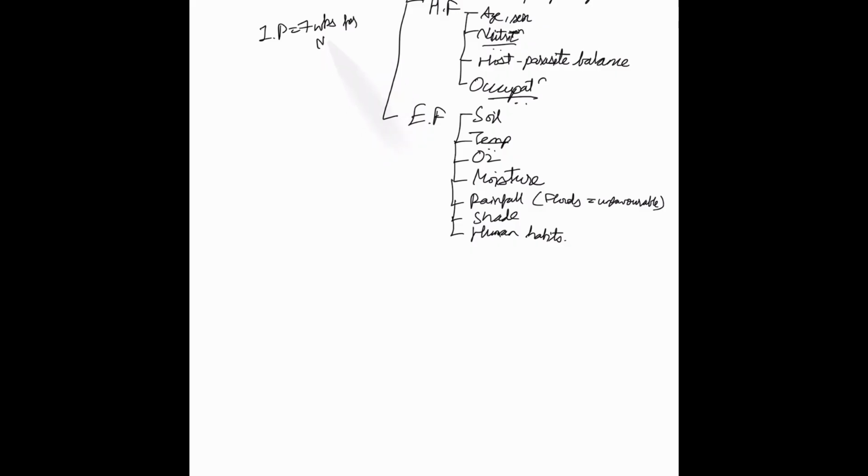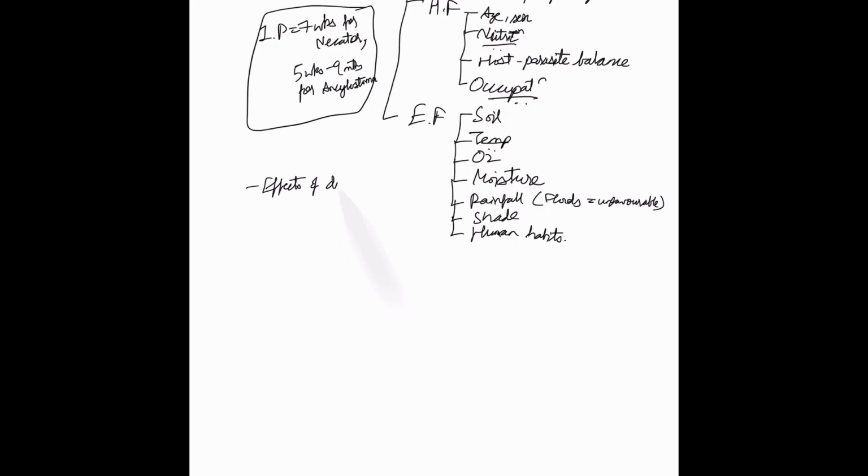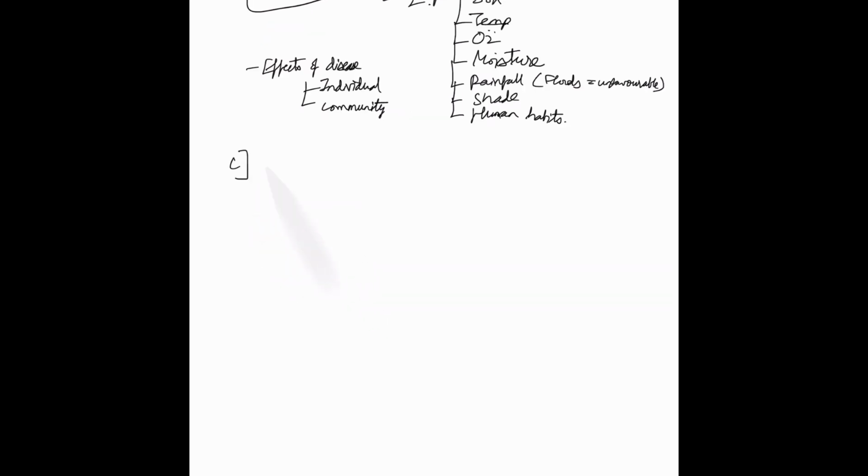The incubation period is 7 weeks for Necator americanus and 5 weeks to 9 months for Ancylostoma duodenale. The effects of the disease can be on an individual level and community level that you should know. Coming to whipworm, the last soil transmitted helminthiasis for today. We have the agent factors and then the incubation period, it's not really given, and the effects of disease in mild, moderate, and severe infection.